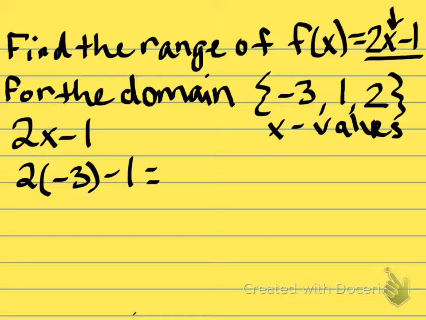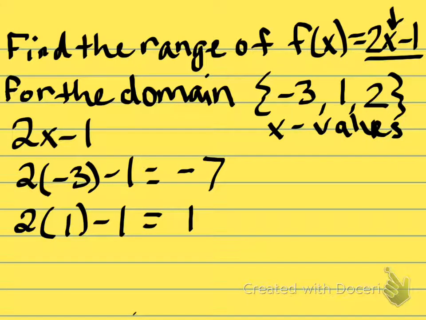2 times -3 is -6, minus 1 is -7. I suggest plugging in your calculator all at once so you don't make any mistakes. Then we can plug in the 1, so 2 times 1 minus 1. 2 times 1 is 2, minus 1 is 1. And then we have 2 times 2 minus 1.